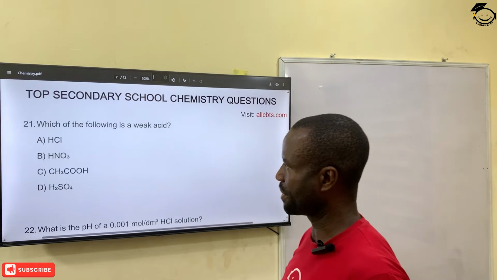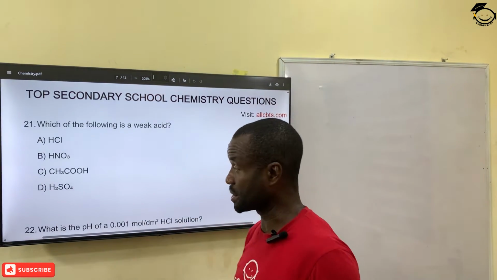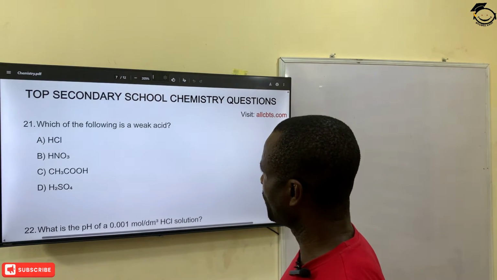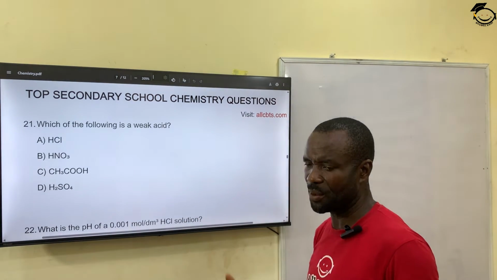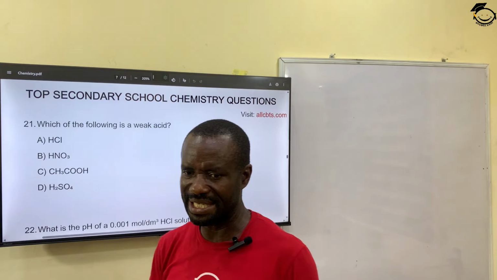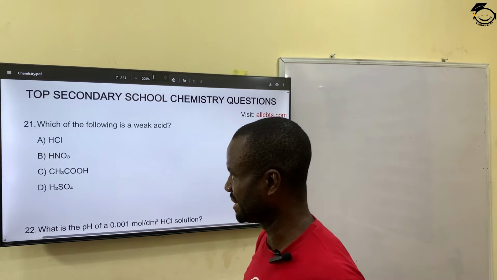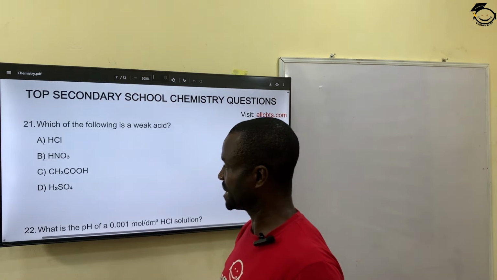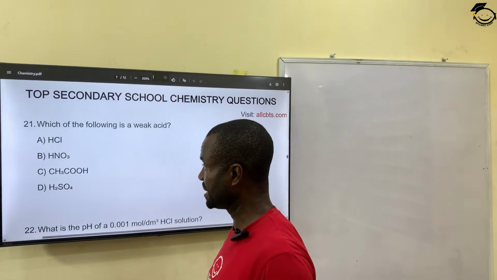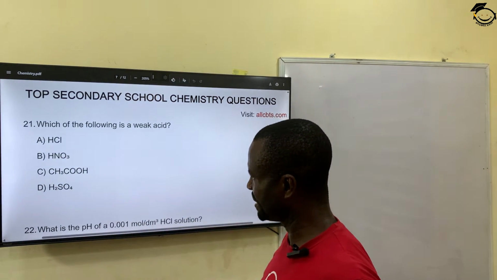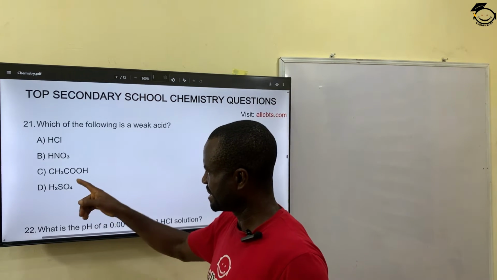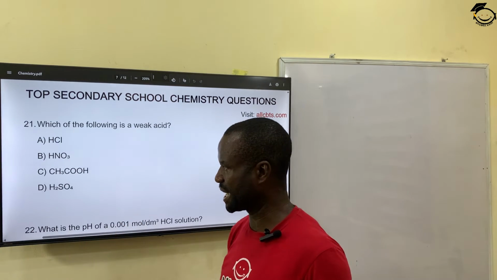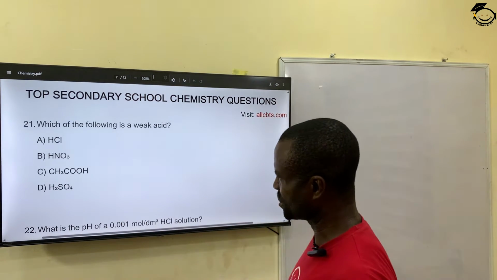21. This time around, we're looking at some questions under acid, base, and salt. It says, which of the following is a weak acid? A weak acid is a type of acid that will not dissociate so easily. So of all these options, which of them? HCl is a strong acid because it will dissociate easily. HNO3 is another strong acid. CH3COOH, which is a weak acid called ethanoic acid, will not dissociate so easily.